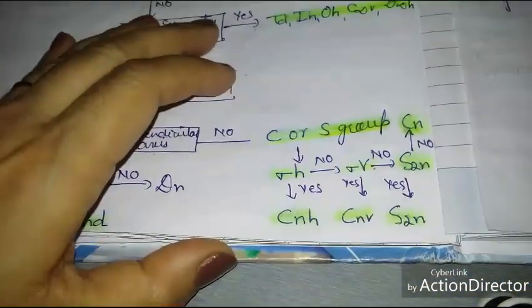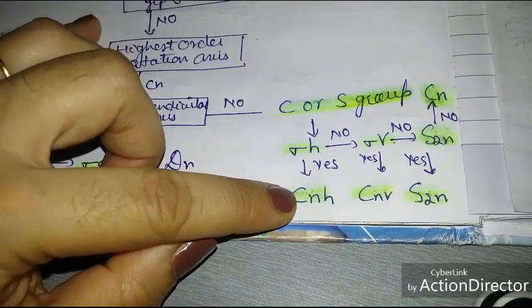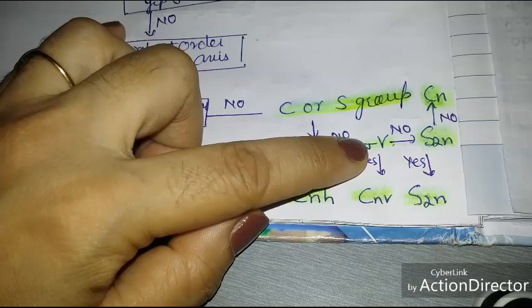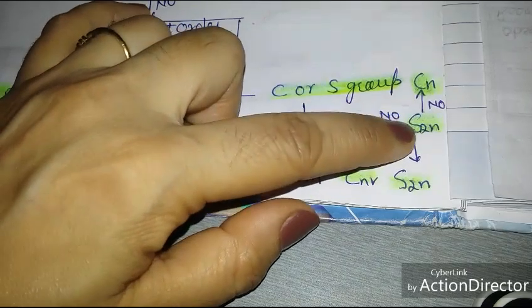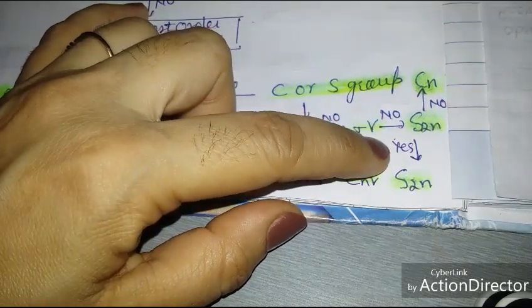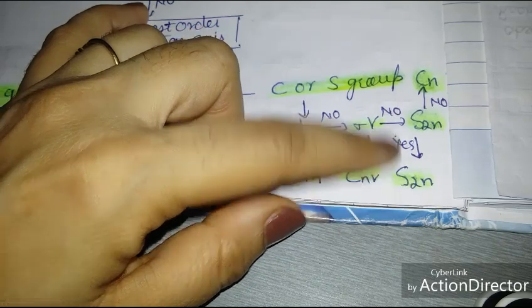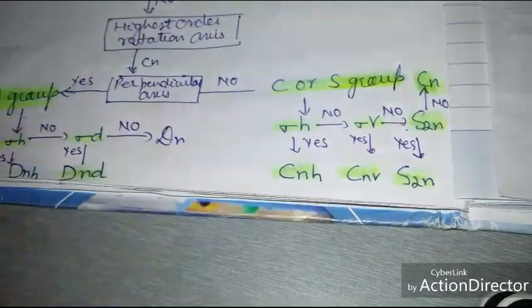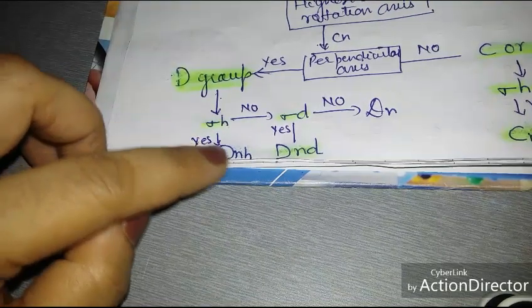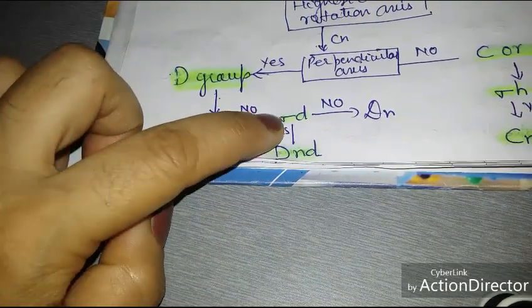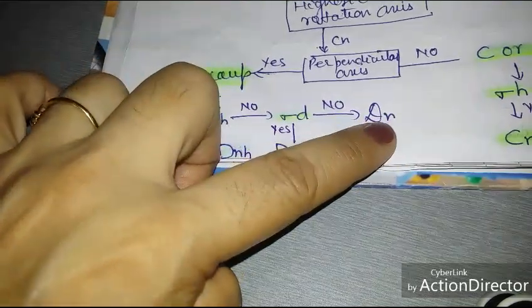Now in the C and S groups, you have to see whether it is having a sigma H plane. If it is having, then it is CNH. If not, then look for sigma V. If it is having sigma V, it will be CNV. If not, then look for S2N. If it is having the S2N element of symmetry, then it will be the S2N point group. If it is absent, then it will be CN. Similarly in D also, see if a sigma H plane is there. If it is there, it will be DNH. If not, look for sigma D. If sigma D is there, then it will be DND. If not, it will be DN.